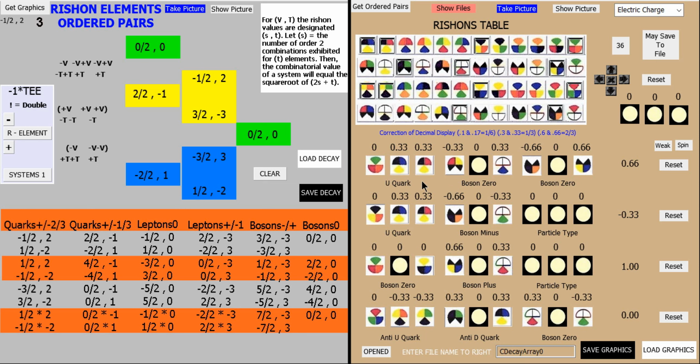So we have a generic U-quark, which has two T rishons that each have a charge of 1/3, giving us 2/3 for the generic U-quark. And on the neutral scalar boson, with a flavored anti-T, anti-T particle-antiparticle pair, there's no contribution to the electric charge.